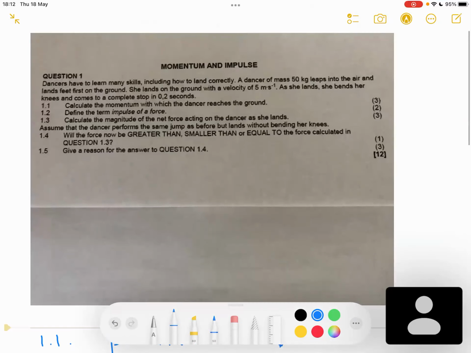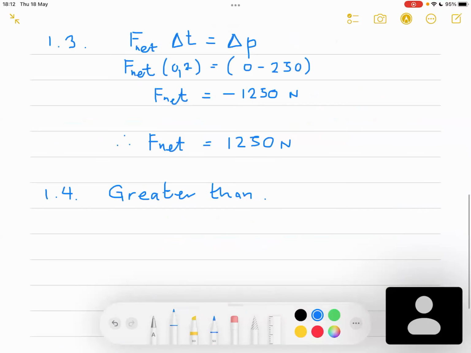The next question says, give a reason for the answer to 1.4. So why is it going to be greater than? You also know that if you're jumping off a high wall or from any high position, you always land and bend your knees. You do not land with your legs straight. The reason you do that is you want to increase the time that it takes to stop you, so that the force that's acting on you will be smaller. So if you keep your knees straight, then the force is going to be greater.